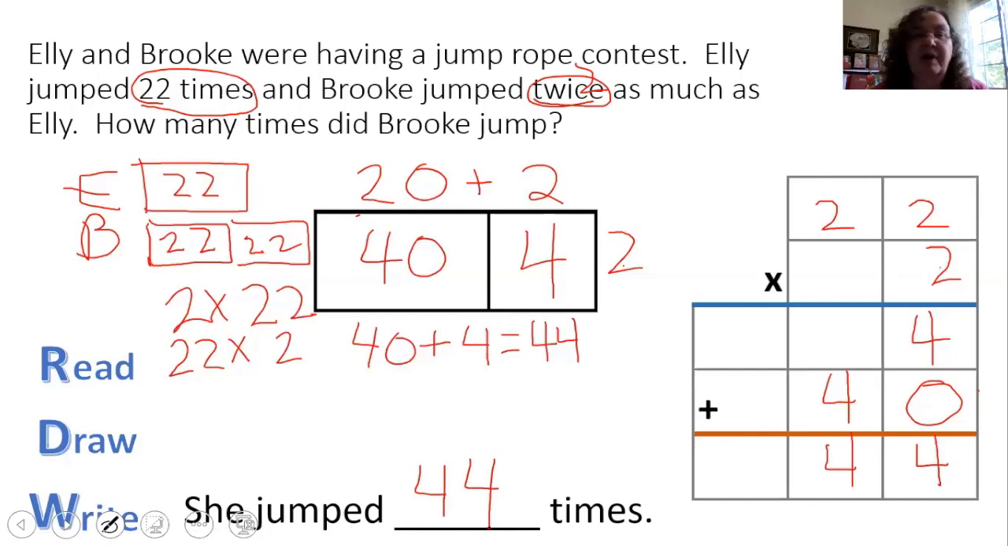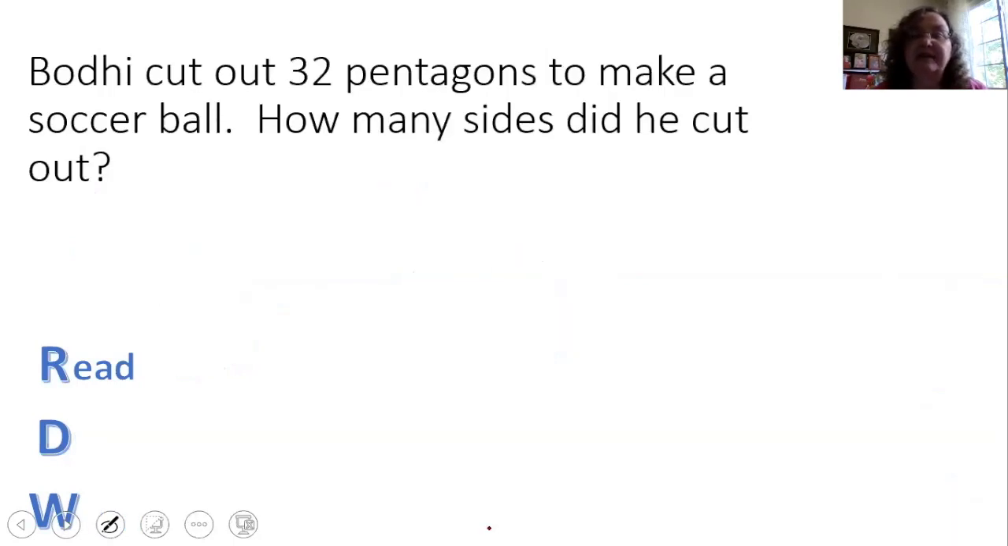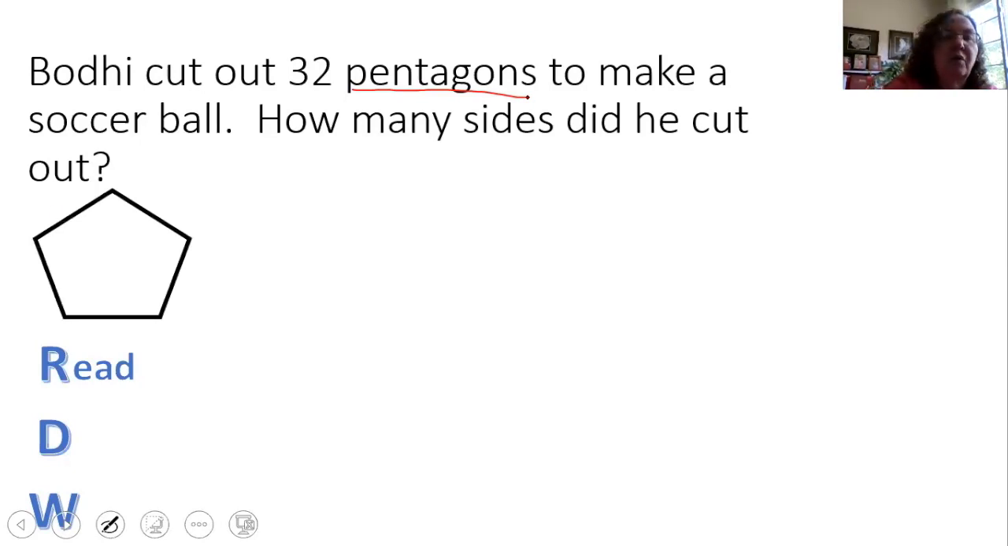Let's go to the next problem. Read out loud as I read it. Bodie cut out 32 pentagons to make a soccer ball. How many sides did he cut out? Oh my goodness, I need to remember what a pentagon is. Do you remember? It looks like this. And how many sides does it have? 1, 2, 3, 4, 5. It has 5 sides.